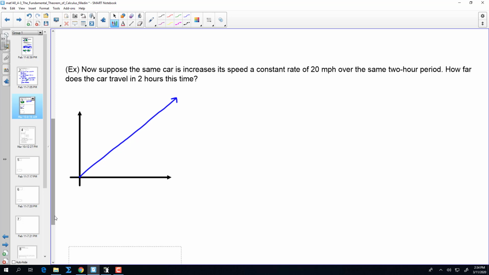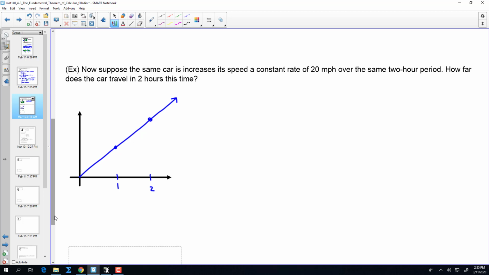So at the end of the first hour, it's now traveling 20 miles per hour. At the end of the second hour, it's traveling 40 miles per hour, because every hour traveled increases its speed by 20 miles per hour. So it's a constant rate of change. So now we want to know how far does the car travel in these 2 hours. Well, we could use distance equals rate times time, but it's no longer going to be an exact answer for us. It's only going to be an approximation.